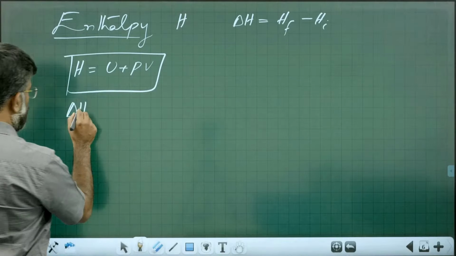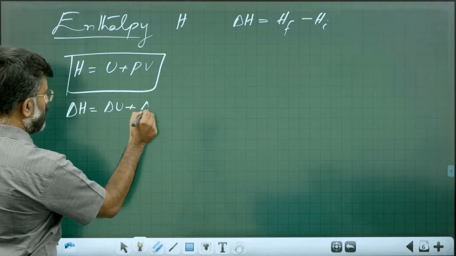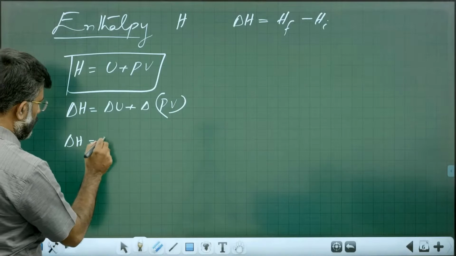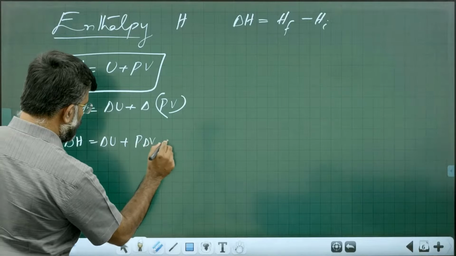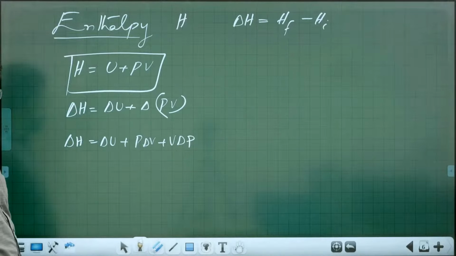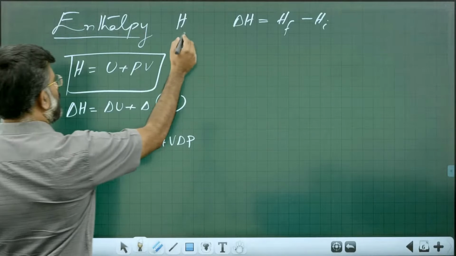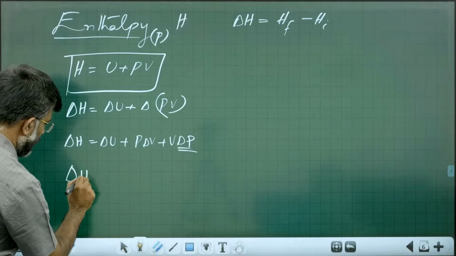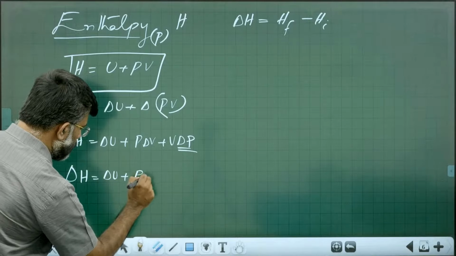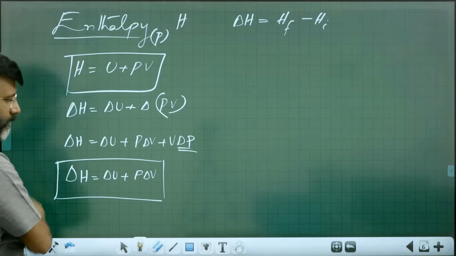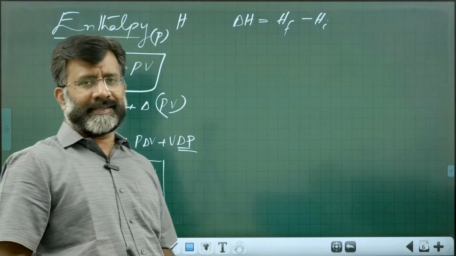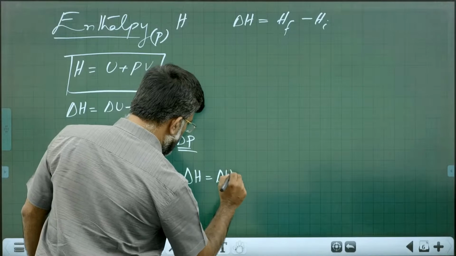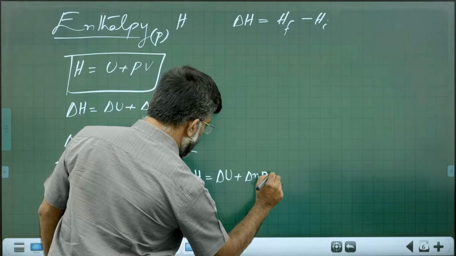So what is delta H? Delta H is equal to delta U plus delta PV, a very important relation. That is delta H is equal to delta U plus P delta V plus V delta P. Since this is measured at constant pressure, this will be 0 and you get delta H is equal to delta U plus P delta V. This is the expression for change in enthalpy versus change in internal energy. You can also write it in another format, delta H is equal to delta U plus delta n RT.